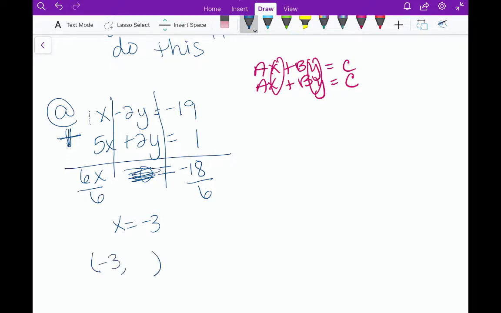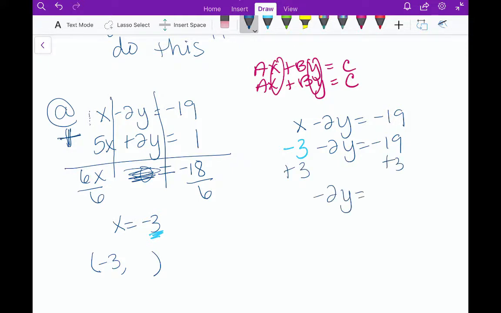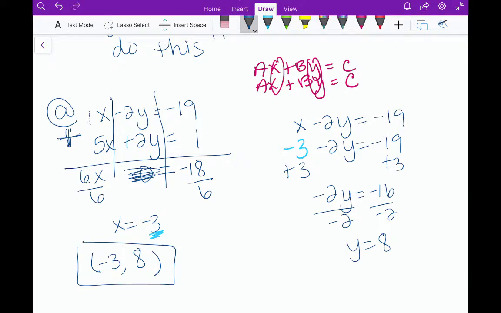Now I need to go find my y. So I'm going to rewrite my first equation, and I'm going to plug in my x value for x, and then I'm going to solve for y. So I'm going to add 3 to both sides. So -2y equals -16. Divide by -2 on both sides, y equals 8. So this is my solution to the system using elimination.